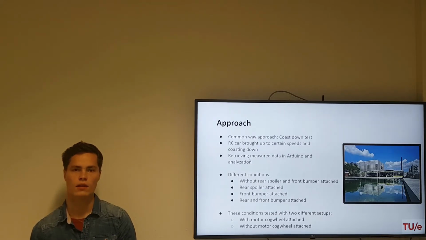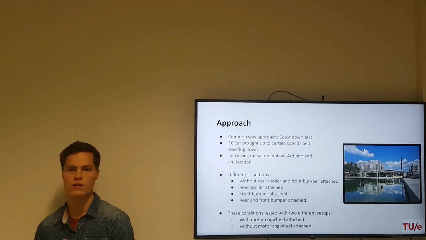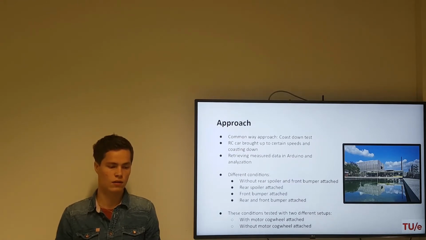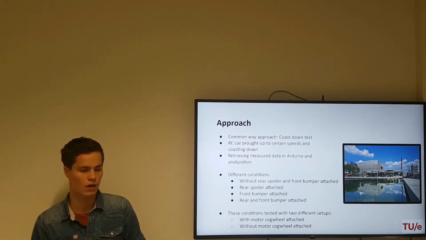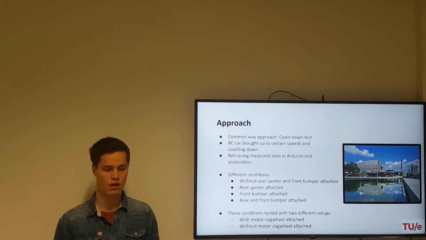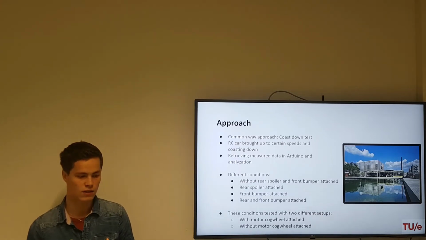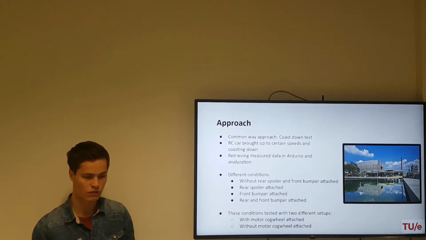The retrieved data will be measured by the Arduino and stored on an SD card in the Arduino. With the SD card, we will be able to use these results on a laptop and make a graph. We will do the experiment in different conditions: without the rear spoiler and front bumper attached, with the rear spoiler only, with only the front bumper, and with both the rear spoiler and front bumper attached. We will see whether these conditions have any effect on the rolling resistance.